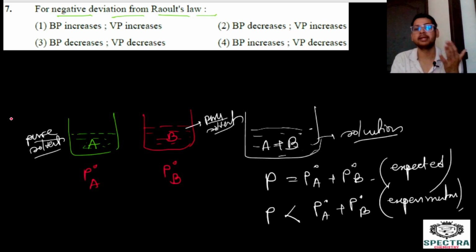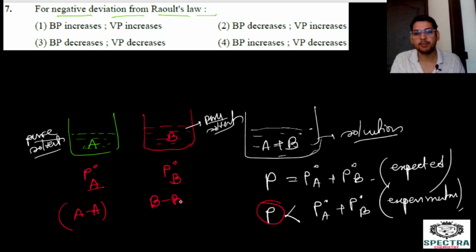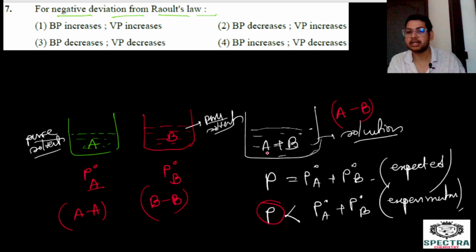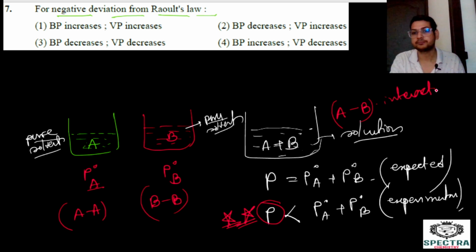But why are you getting the less vapor pressure? Obviously in A there was an AA interaction, sir. Obviously in B you are having BB interaction, and when A plus B are mixed together, you are having AB interaction. Now in AB interaction you are getting less vapor pressure. Please listen carefully. When you are making a solution, the AB interaction gives less vapor pressure. That means one thing, that AB interaction is more.